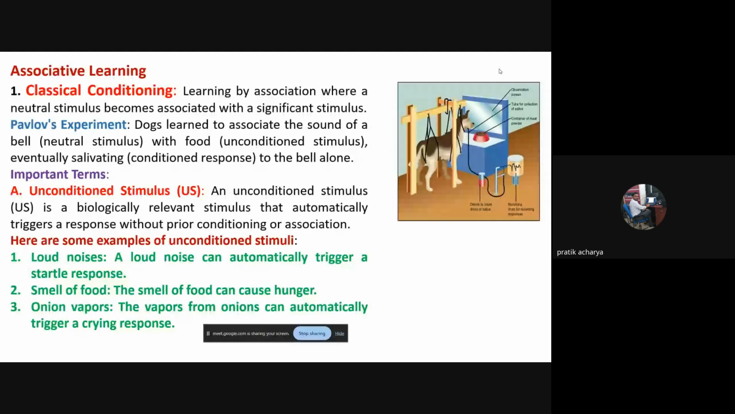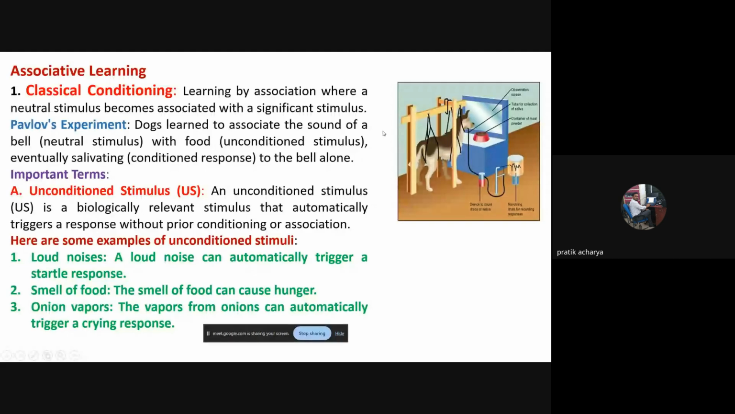After some time, for his experiment, he made this type of table, and on that tabletop he kept a container with meat powder, and the dog is just behind the container. What happened at that time when the bell was rung? The dog started producing saliva from its salivary gland. This is a kind of behavior.